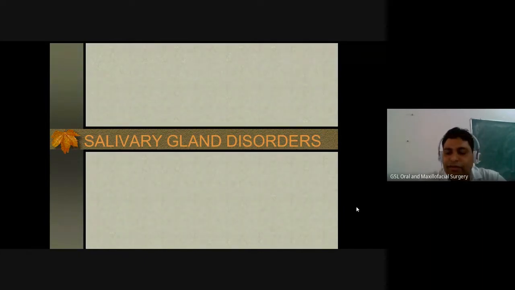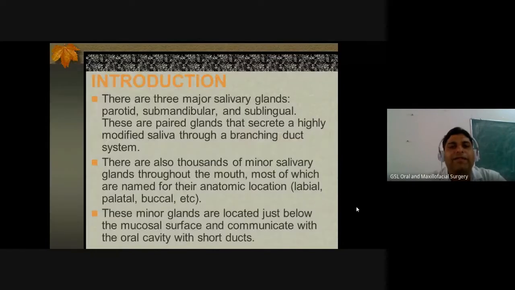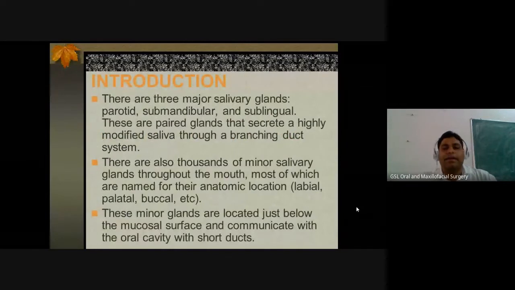So what we're going to do is we're going to start a new chapter, salivary gland disorders. We'll go in brief and we'll cover all the important points. Coming to the introduction, probably you must have already heard from oral pathology and oral medicine, and again we'll be doing it in surgery.